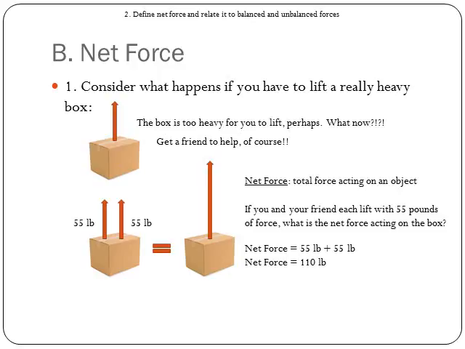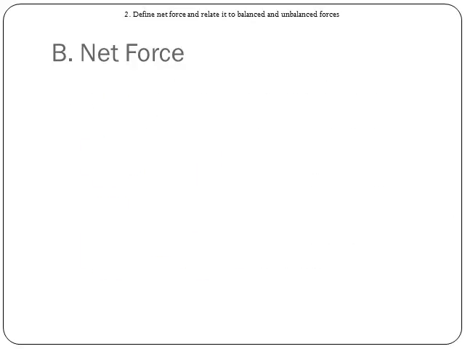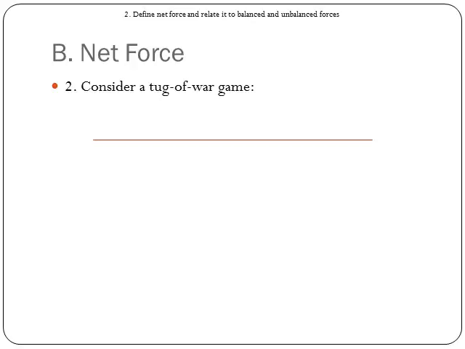We want to know what the net force is acting on the box. Well, since they're in the same direction, I would just add them. The net force of 55 pounds plus 55 pounds is 110 pounds. And so we have 110 pounds for the net force. Now let's consider a different example. Let's consider a tug-of-war game.